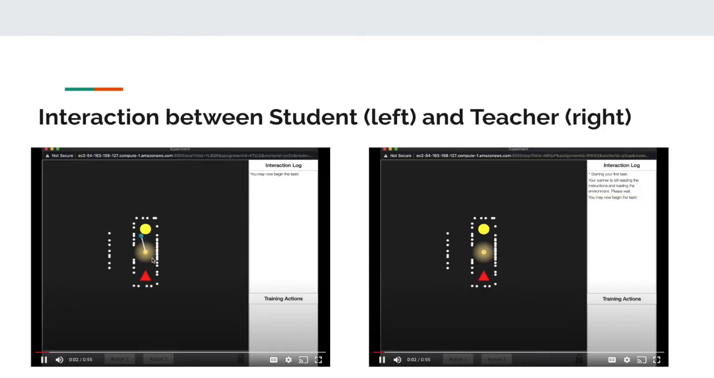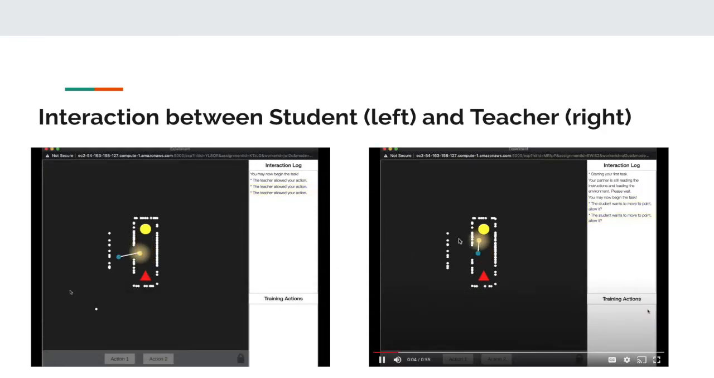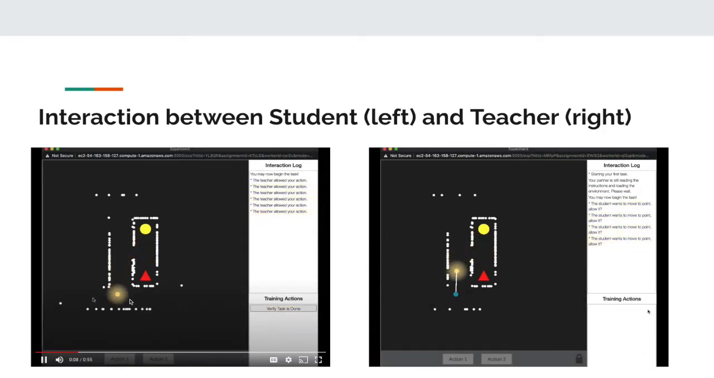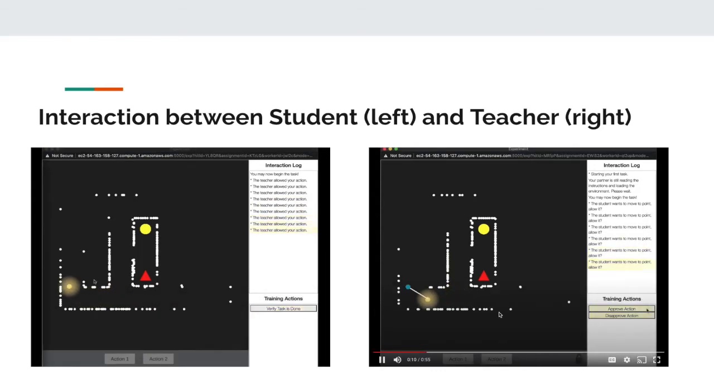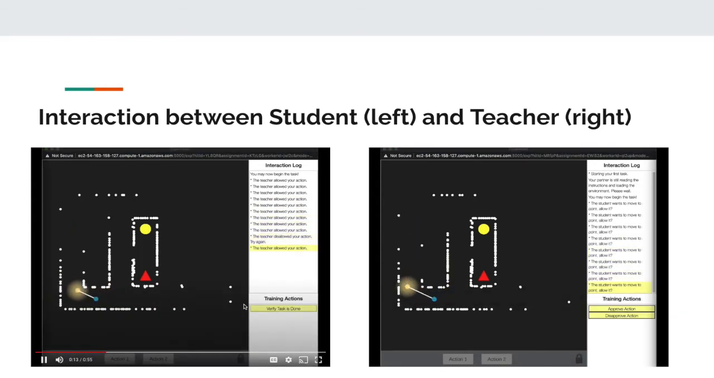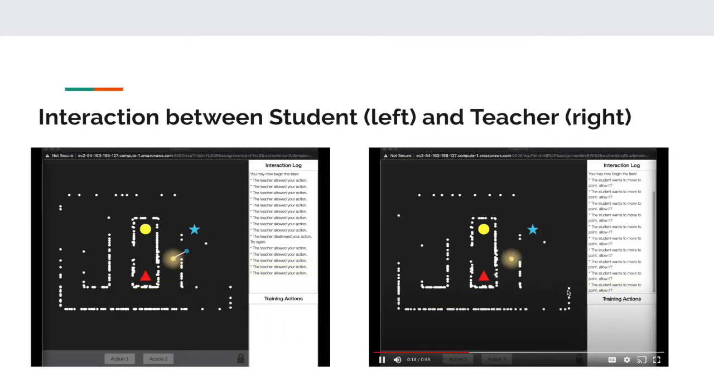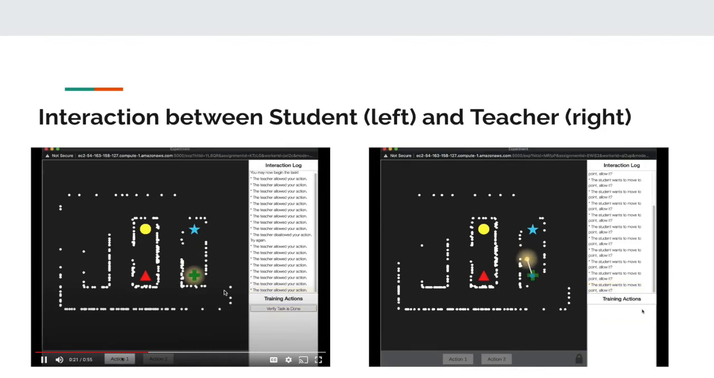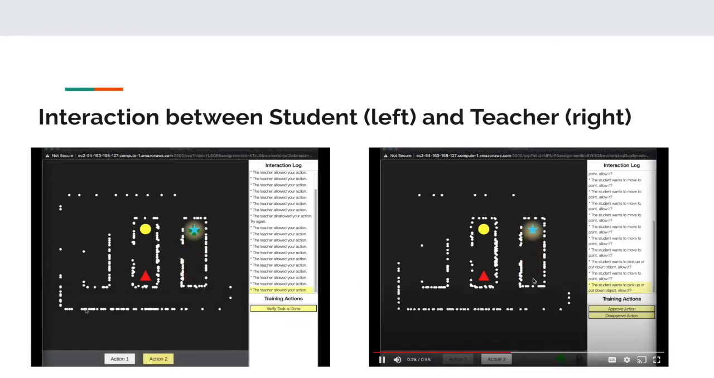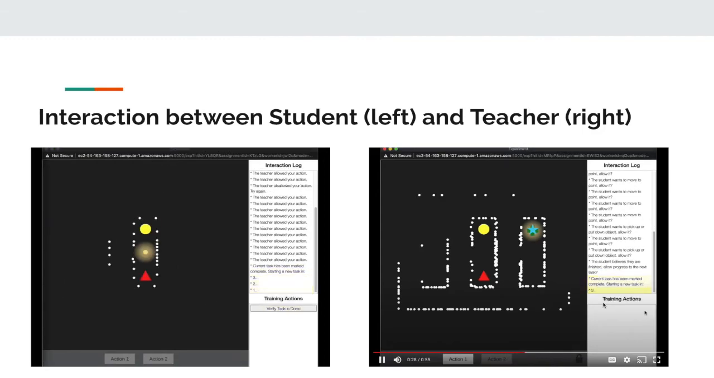What we can see is on the left side is the student, the right side is the teacher. The student makes a move. On the right side, the teacher either approves or disapproves it. As we can see here, if the student is going in the wrong direction, the teacher can disapprove it. What the student is trying to do is pick up the green cross and move it onto the blue star, and the teacher approves or disapproves it.